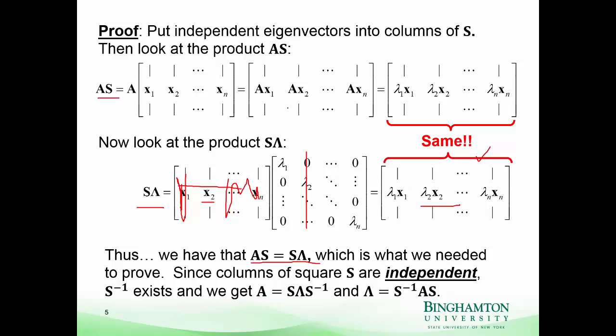And then furthermore, since the columns of a square matrix S are independent, S inverse exists, and we can then solve for A and get A is equal to S lambda S inverse, or we could isolate lambda by S inverse AS. So that's our little proof of that. That wasn't too bad. A lot of these proofs go along the lines similar to that.